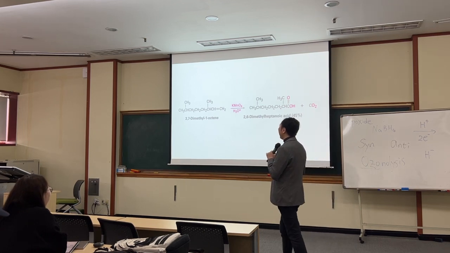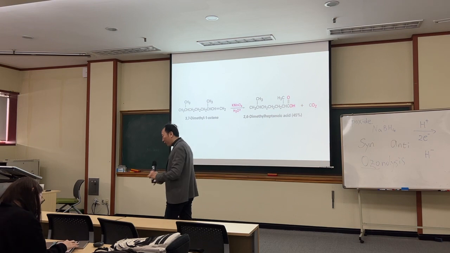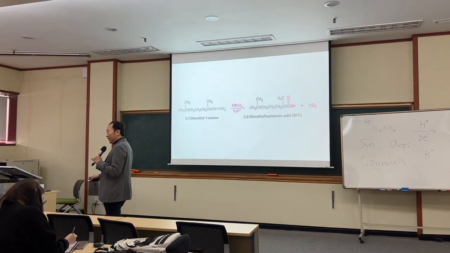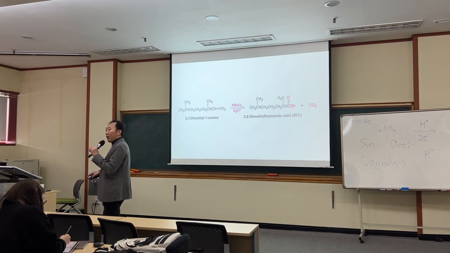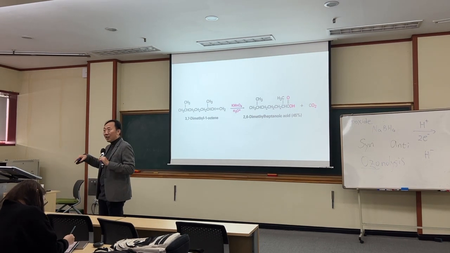Okay, then the second oxidation. The first oxidation was adding 1 oxygen or 2 oxygens. The second type was breaking up the double bond and adding 1 oxygen each. Reductively, just 1 oxygen. Oxidatively, 2 oxygens each, depending on the condition.